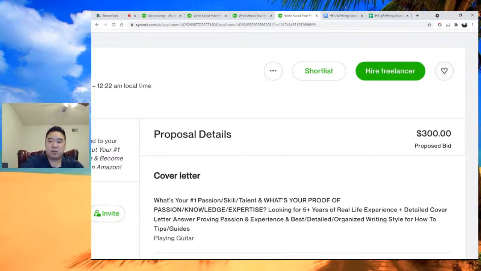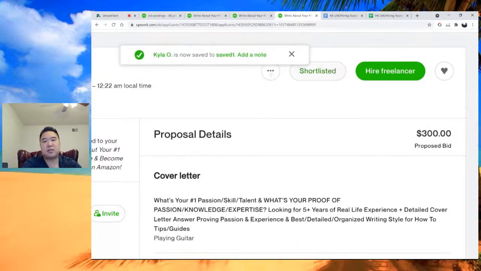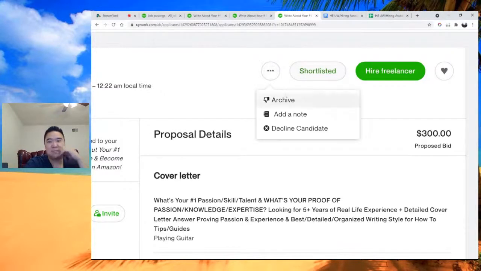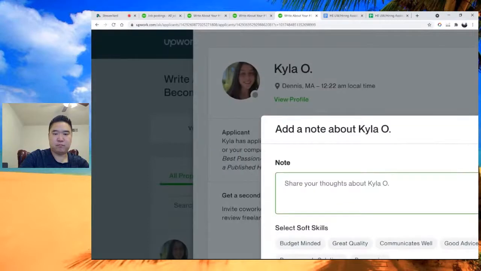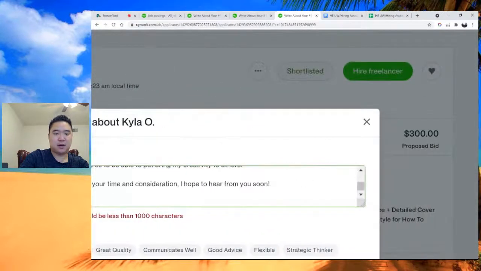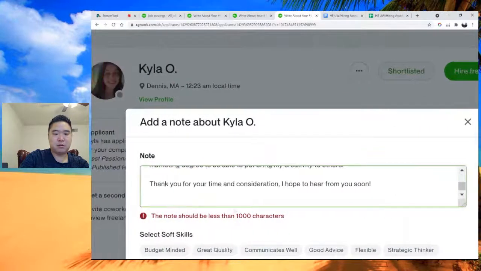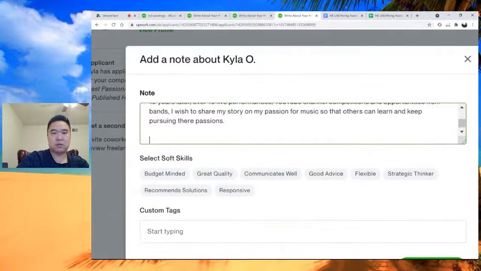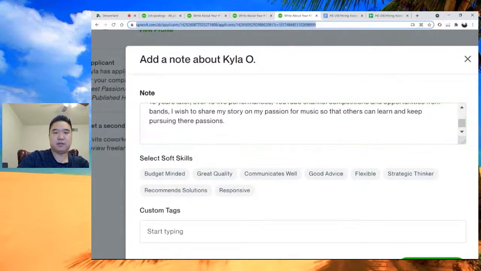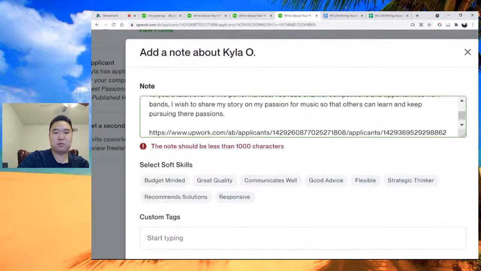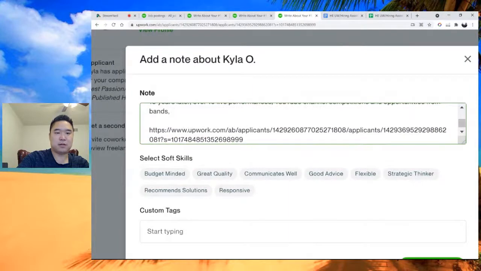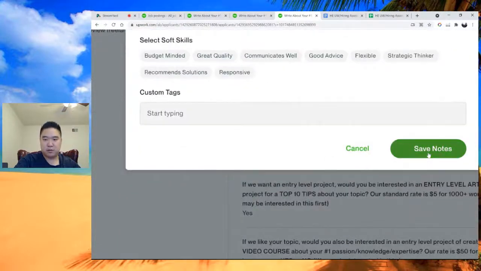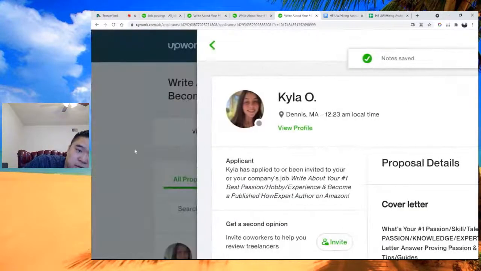So we're going to shortlist them. Shortlist, click. Add a note. Okay, it's a little long, so what we're going to do is hit the applicant. Oh, we could do it here at the same time. You don't have to go back. Oh, it's a little bit long. So let's do this. Okay, cool. Go down, save notes. Cool. Okay, I'm going to be interested.